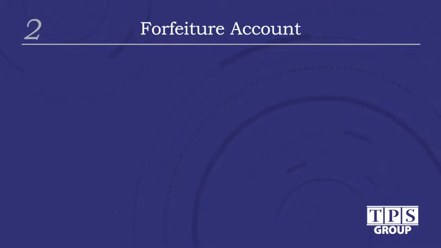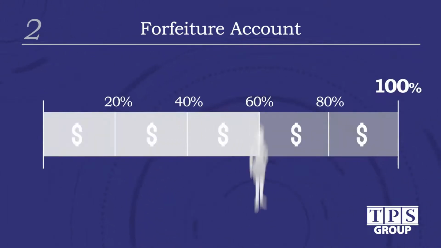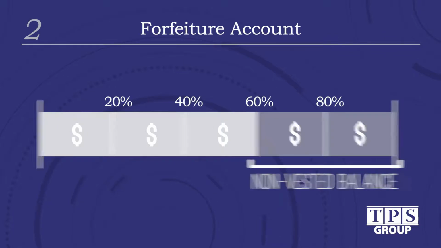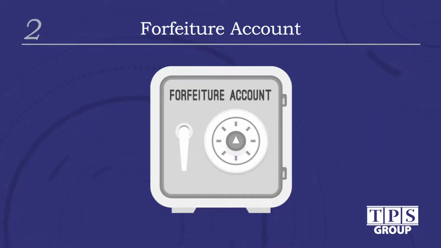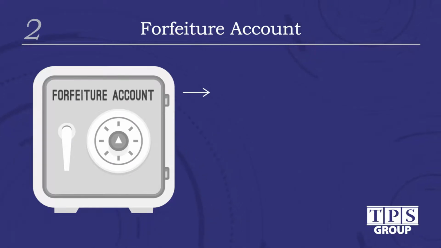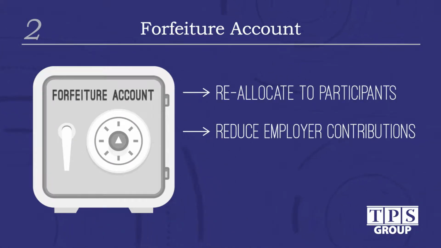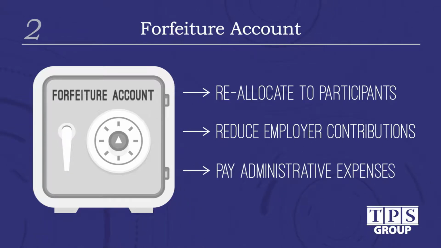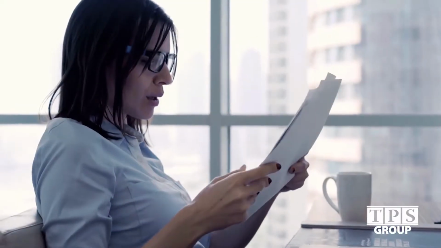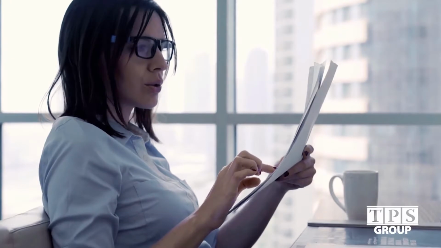Your plan may make some employer contributions subject to a vesting schedule. If an employee terminates before being fully vested in such contributions, they forfeit the non-vested portion of their balance back to the plan. Those funds are held in the plan's forfeiture account. Forfeiture accounts can be set up to reallocate money to other participants, to reduce employer contributions, or to pay administrative expenses. Your plan document spells out how forfeitures are handled each year.